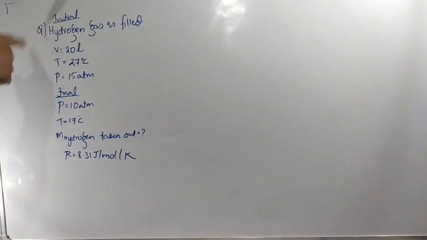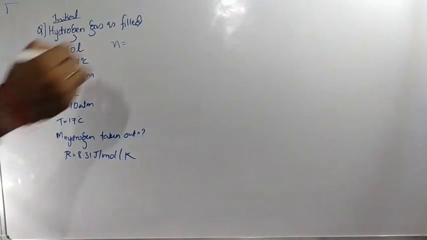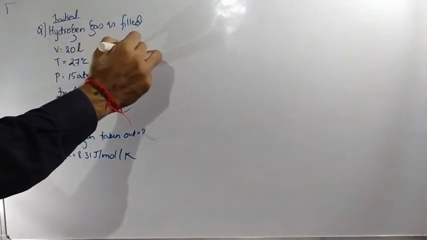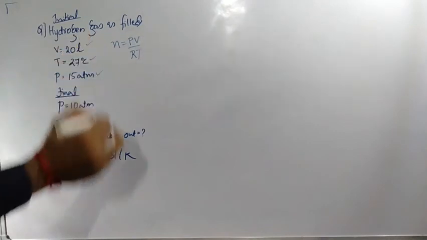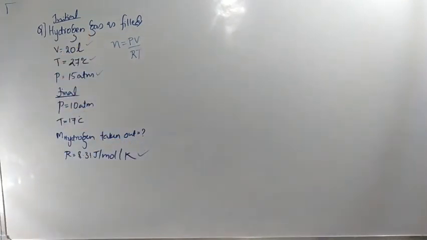initially how many moles are there, you calculate. Number of moles, how can we calculate? By PV is equal to nRT. So the n value we are going to get here is PV by RT: P value, V value, T value, R value. Everything should be in SI units.